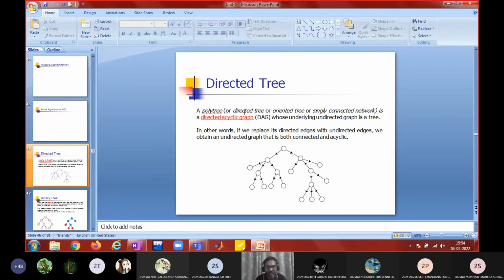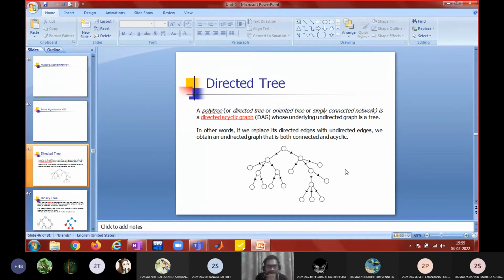Okay, a directed tree can also be called a polytree or singly connected network or an oriented tree. Okay, so it is a directed acyclic graph. Previously we discussed undirected trees. Now this is a directed tree. In other words, if you just ignore the directions and the resultant graph is a tree, then that is said to be a directed tree. That's it.